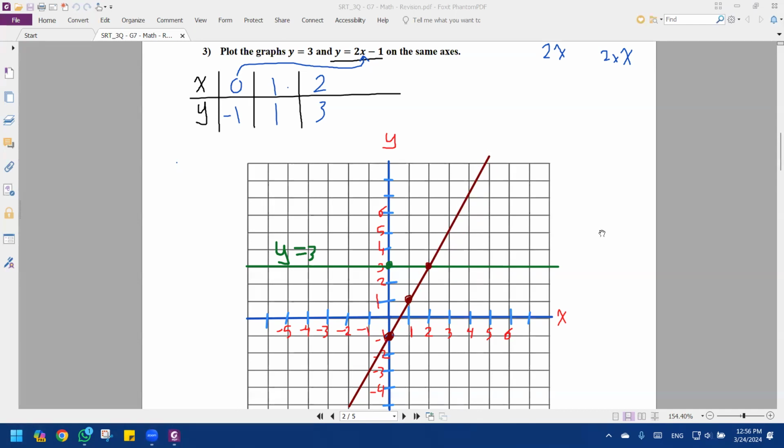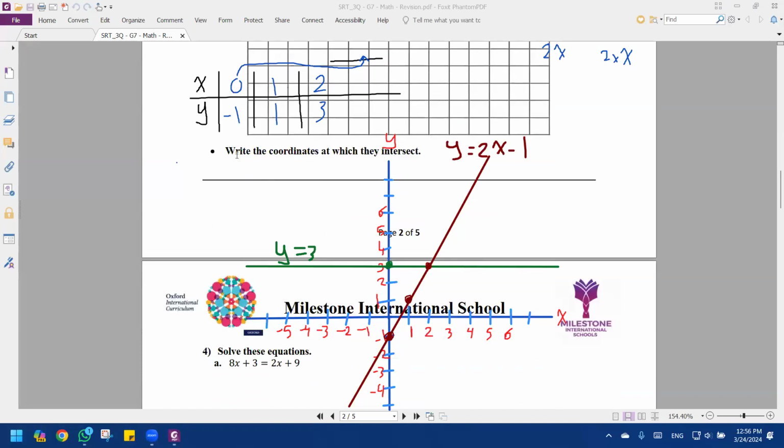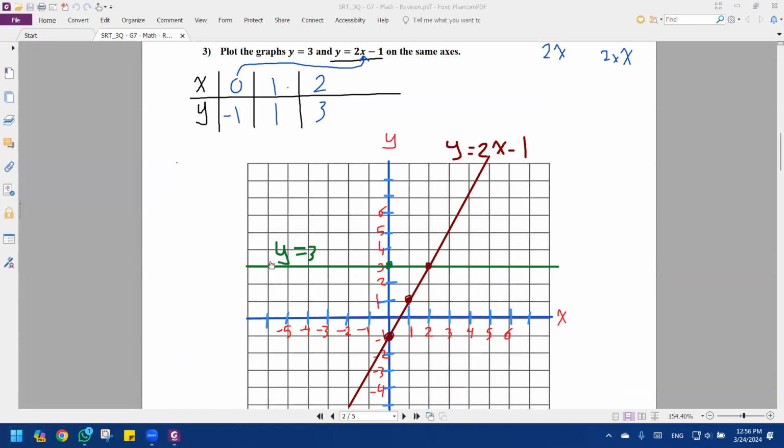Okay, so now we have both lines, and it's better if I write the name as I said. So for that line, what is it? It's y equal to 2x minus 1. Now, when I go down, here there's a question. It says, write the coordinates at which they intersect. So here, the green line and the dark red line intersect at one point. Where is it? They intersect here.